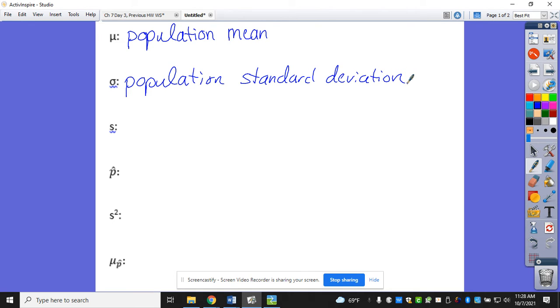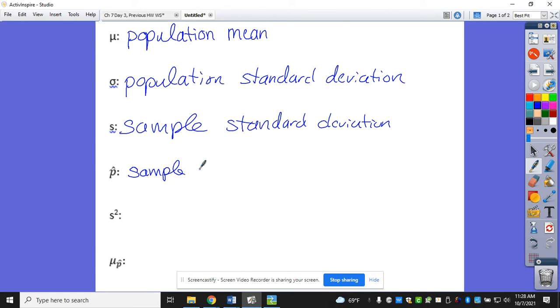What's this one? Sample standard deviation. And if you're marking somebody else's, if it's wrong, write in the right one. Don't just mark it wrong. What is this one? Which is sample proportion.